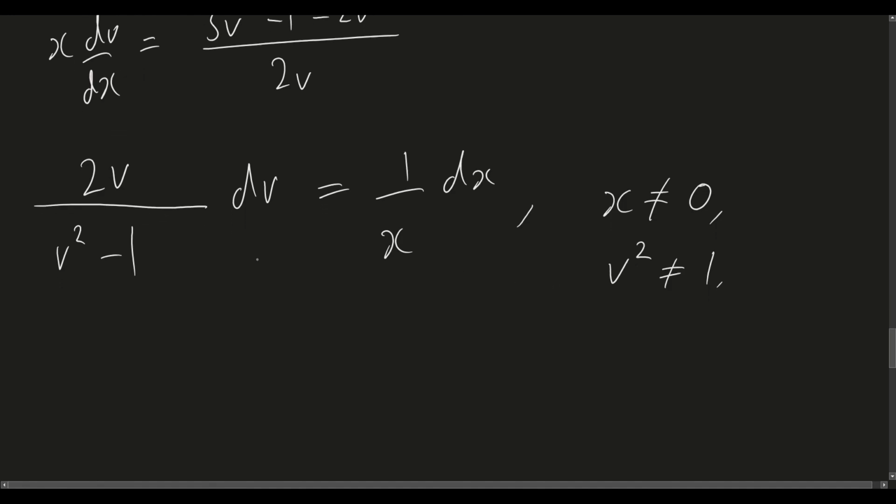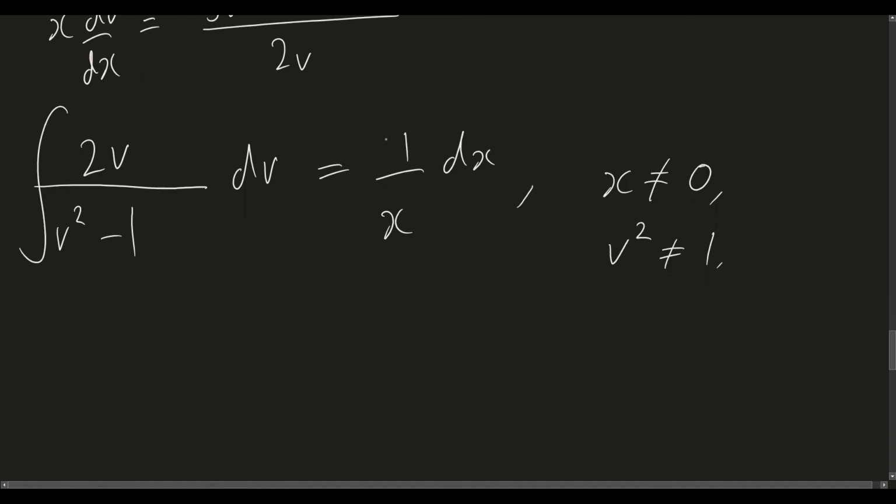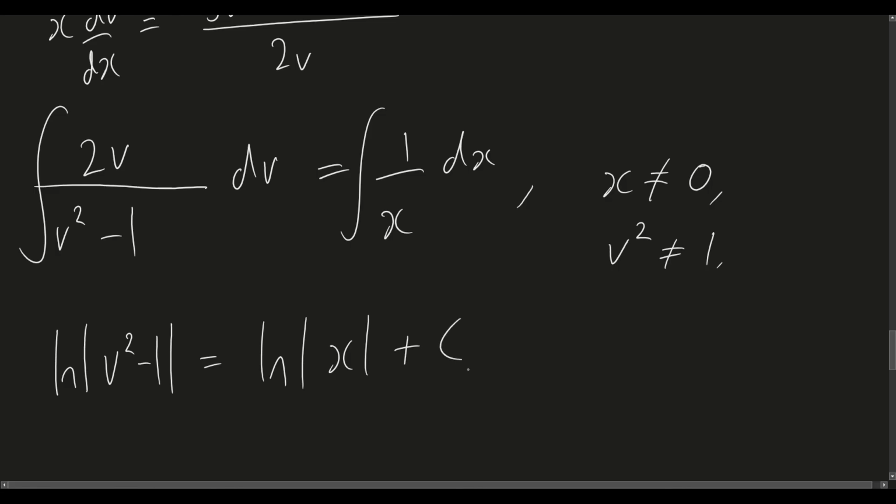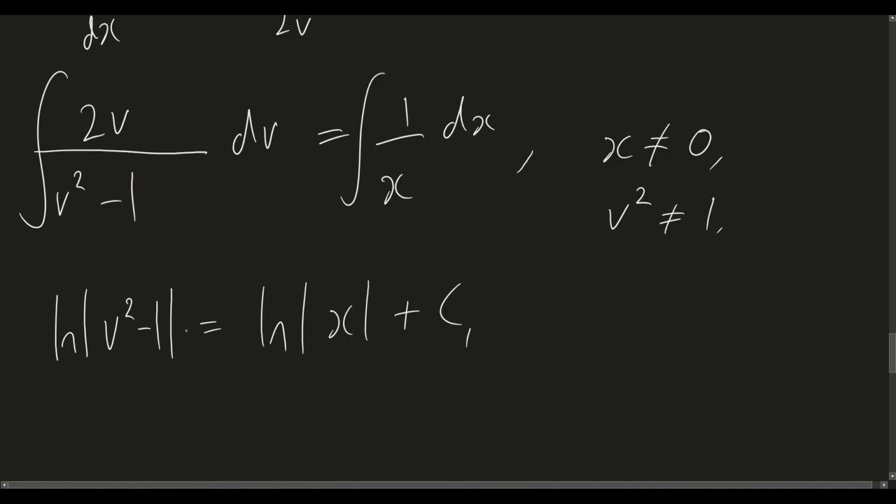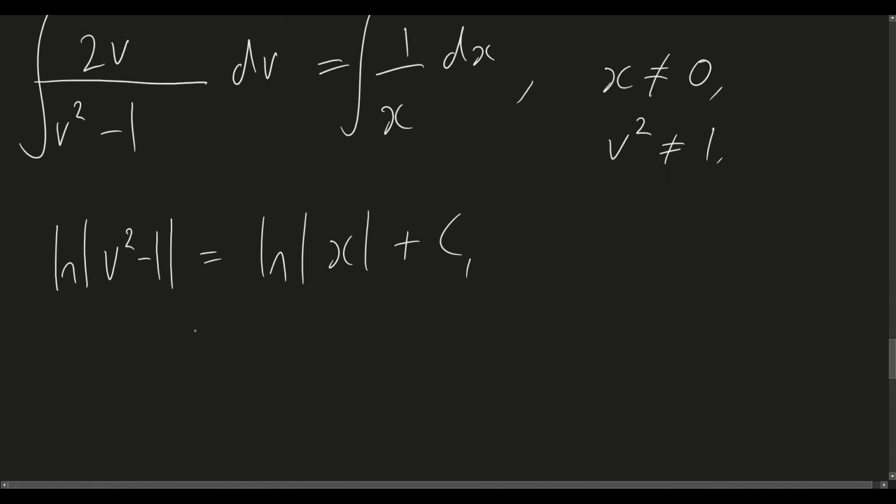So now at this point, we can integrate with respect to v on the left hand side and x on the right hand side. And so this becomes a pretty straightforward integral. So we're left with the natural log of v squared minus 1 is equal to the natural logarithm of x, and then plus some constant term, and we'll call that c1. Okay, so now we want to solve for v, ideally, so that we can get back to y, the dependent variable.